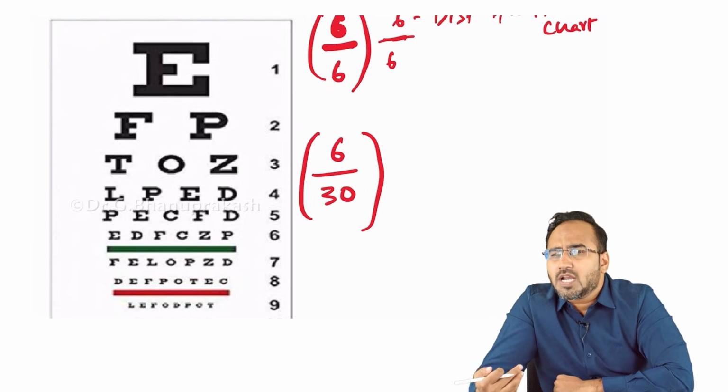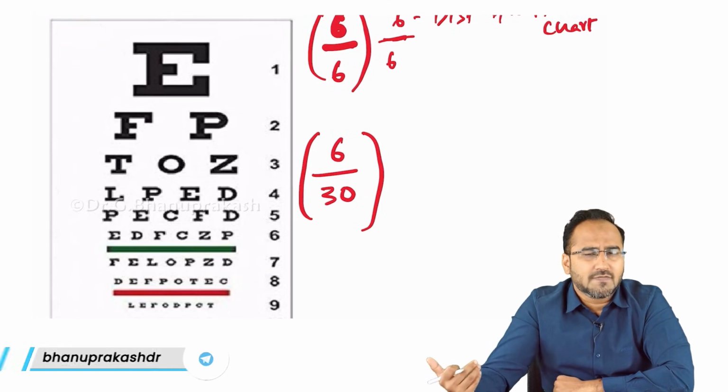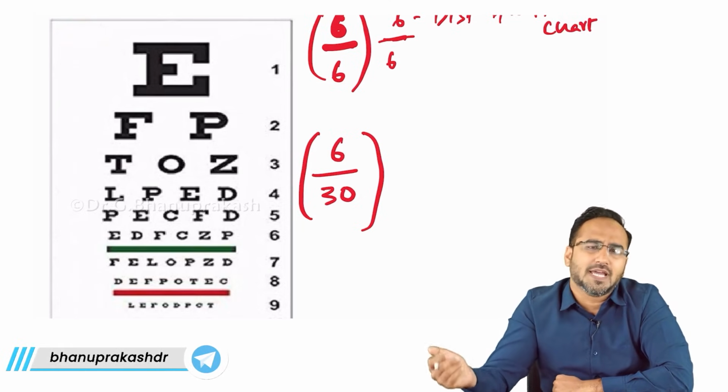The distance at which a normal person can read the chart. The distance at which a normal person can also read.